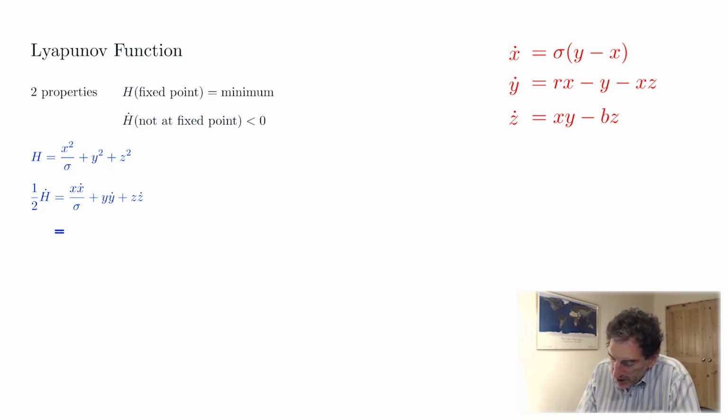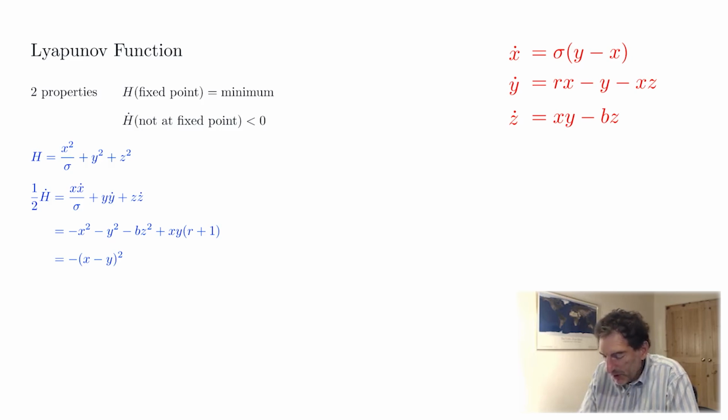What one finds is that this is equal to minus x squared minus y squared minus b z squared plus xy times r plus 1. We can make this obviously negative everywhere by completing the square of the first two terms and writing this as minus (x minus y) squared. To make this a complete square, there's a factor 2xy that we've inserted here, so we have to take away a factor minus 2xy. So we get minus b z squared plus xy times (r minus 1). And this is less than 0 for r less than 1.